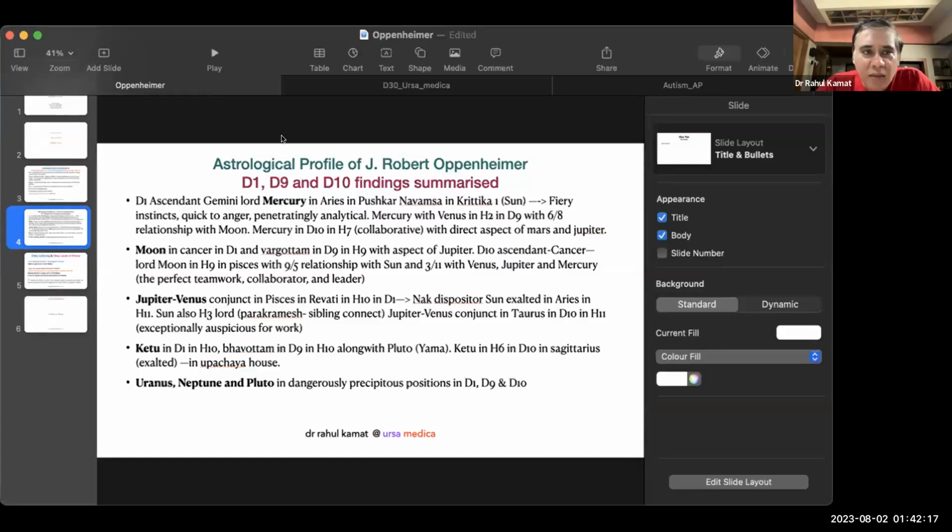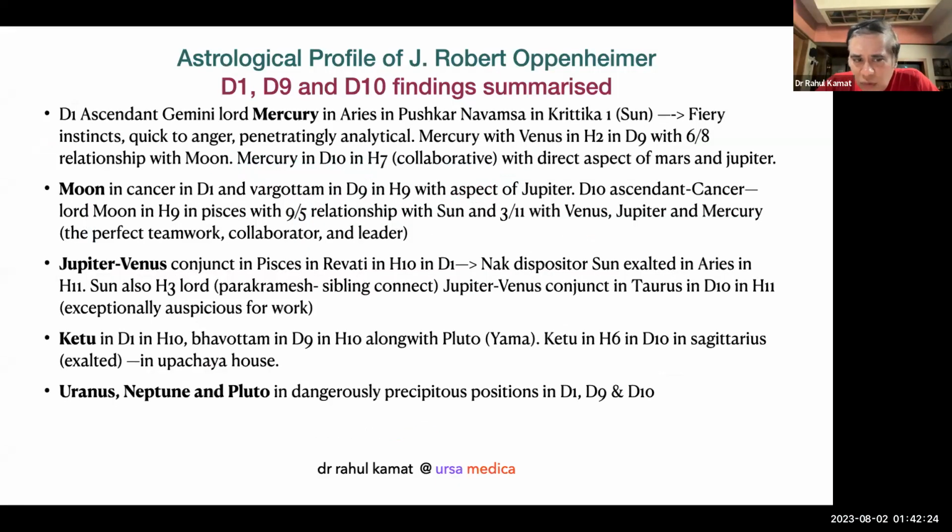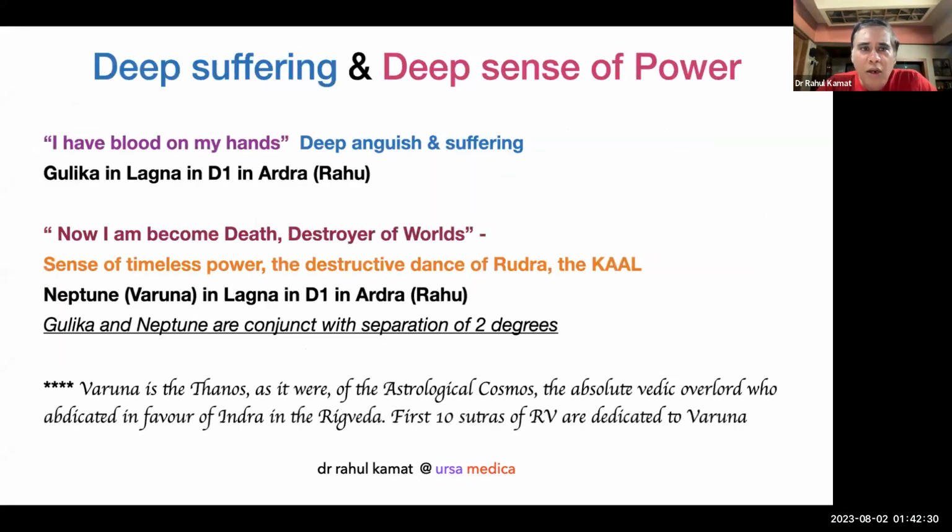Let's go back to the PPT now. So here, typically, I already discussed the Uranus part and Neptune and Pluto. Now, I want to again go over some of these things. The deep suffering and anguish comes from Gulika, Shaniputra in D1 in Ardra. Okay. Now, the nakshatra deity of Ardra is Rudra, remember, the destroyer.